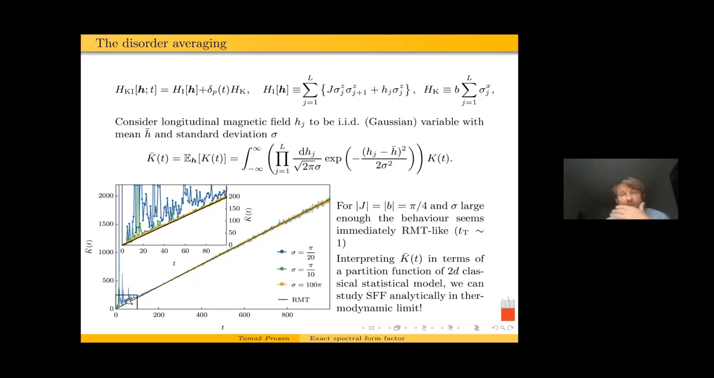It's not clear from this plot, but because we can only do 15 sites, there are lots of fluctuations at short times. If you do a larger system, the fluctuations get smaller. Moreover, what we do now is some averaging over a sample of systems. We take the longitudinal field as a fluctuating parameter, which we sample as an IID variable from a Gaussian distribution with mean h bar and some variance sigma. And this is the key in this proof: to consider an ensemble of systems which are disordered, but then you can control the result as a function of the disorder strength and the average field.